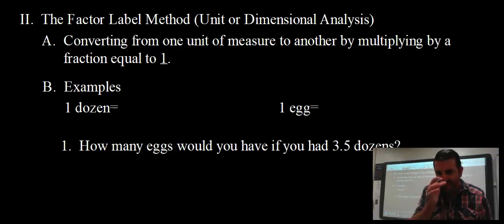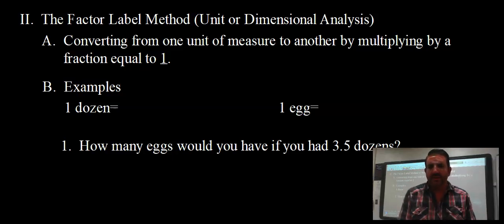Now, I want you to think about this, and pause the video if you need to. What does a fraction equal to 1 look like? What does that mean? Go ahead and pause the video and be prepared to work with me on this. True or false, a fraction that is equal to 1 will always have the same number on top as on the bottom. So same number in the numerator as denominator. True or false?